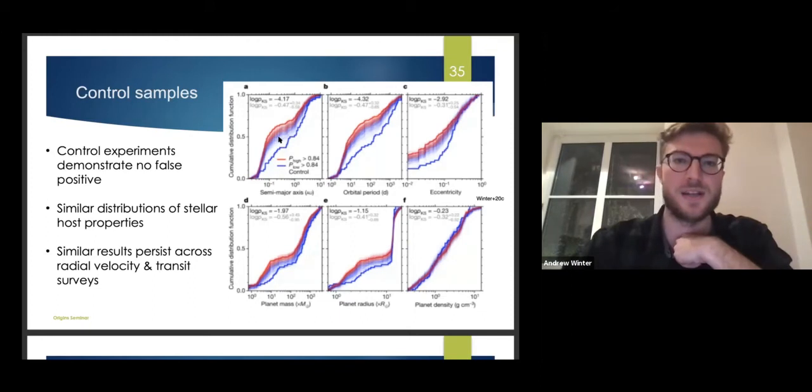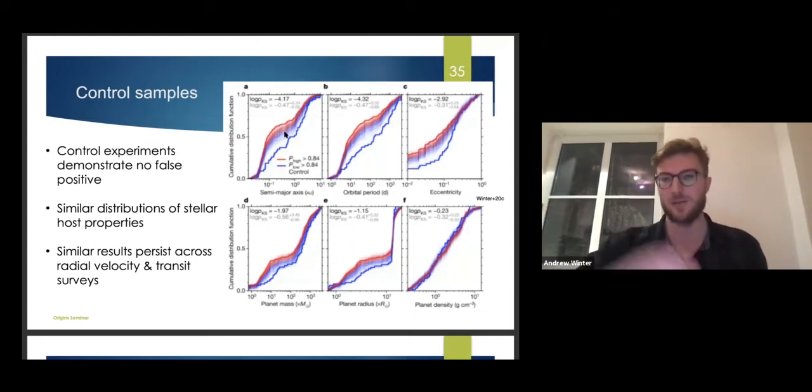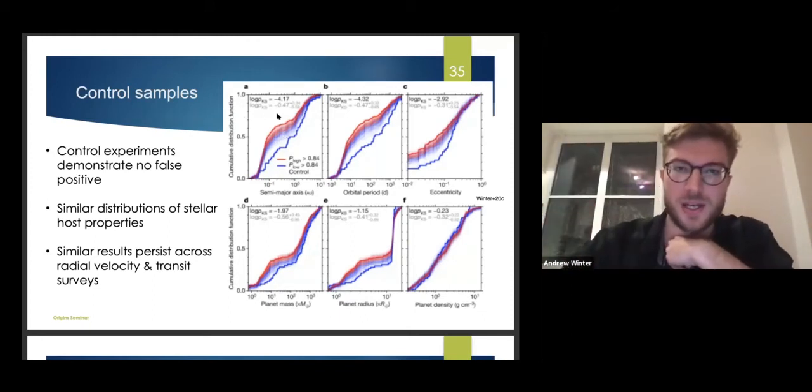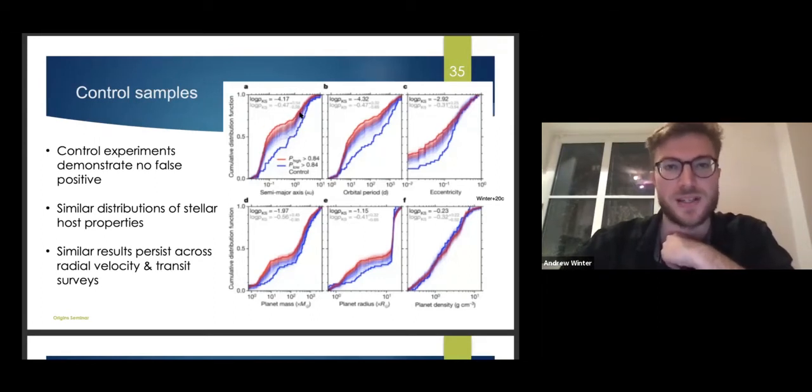So these are these faint lines, and we've repeated this experiment hundreds of times. And seen that if you were to do a KS test and compare these distributions, you would not get a significant result. Whereas we get highly significant results in semi-major axis and orbital period.